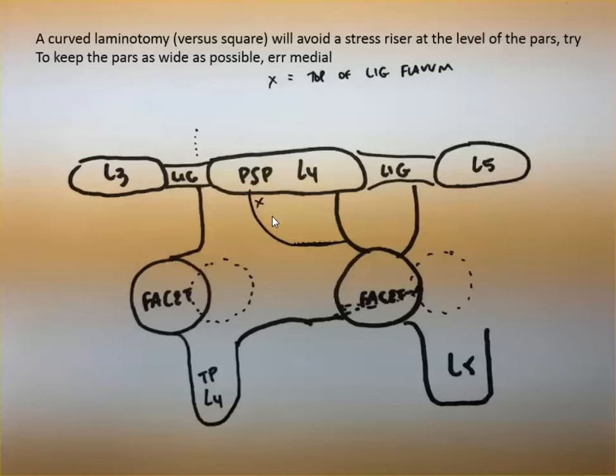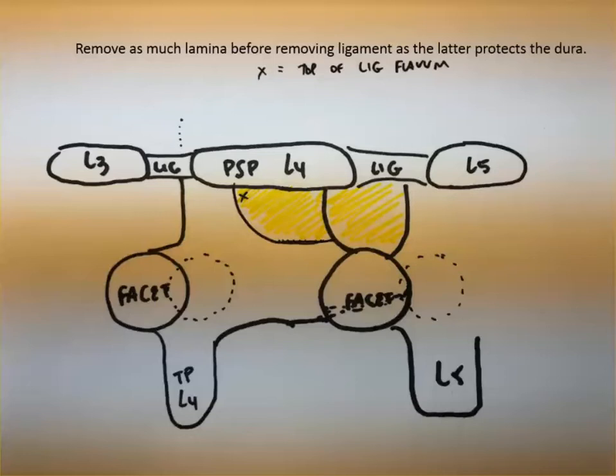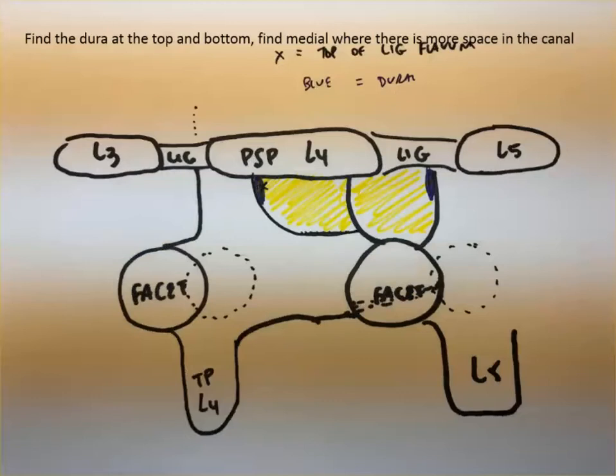And then the next step: the yellow is ligamentum flavum. You want to take all that off. But first, you take all the bone off, because the ligamentum flavum actually protects the dura, since it's over the dura. You remove all the bone that you think you need, and sometimes you don't know how much bone you have to take, but you just guess. And then you take the ligamentum flavum. The way you take it is, on the top and on the bottom, where there's the most area for the spinal canal, you find the dura. And then you peel off the ligament. I think if you do it in these steps, it decreases the probability of instability.